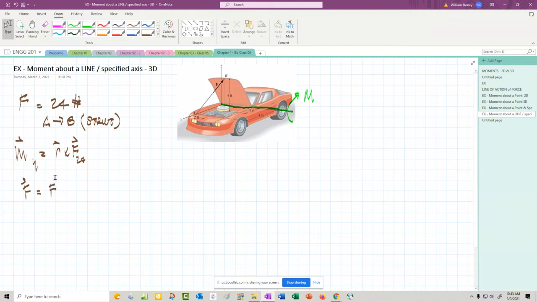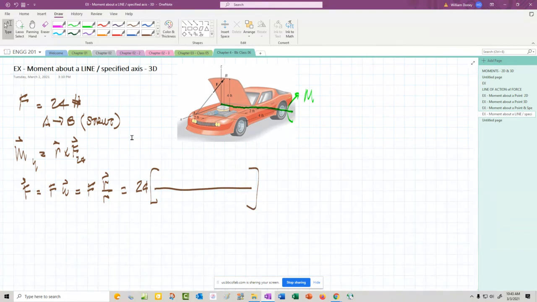The force is going to be the magnitude times a unit vector, which is the same as the magnitude times position vector over its magnitude. So F_u becomes F r over R. That's going to be 24 times, let's see if we can sort of do this in our head, position vector. What position vector do we want to use? Well, again, it has to go from the line of interest, the rotation point of interest, the rotation axis, to a point on the line of action of the force.